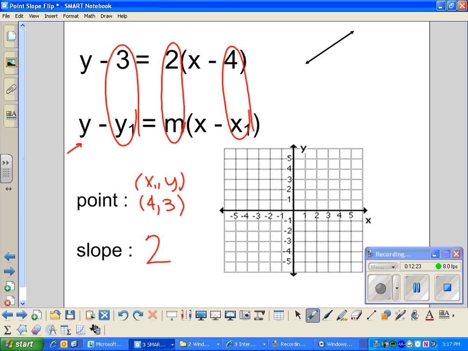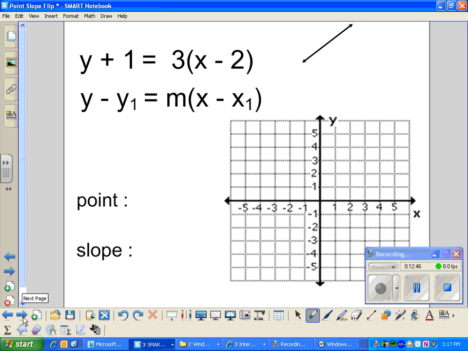So I can graph that. My point is 4, 3. My slope is 2, up 2, over 1. And I can draw that line, which I'm going to do quickly. Sorry, it's not so accurate. You make yours better. Draw a straight line through those 2 points.